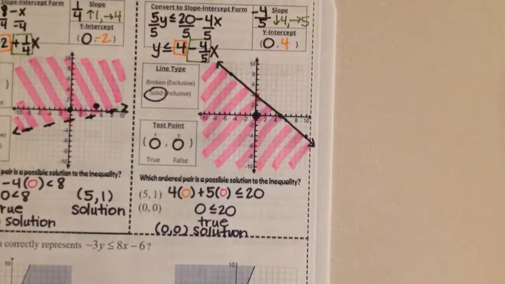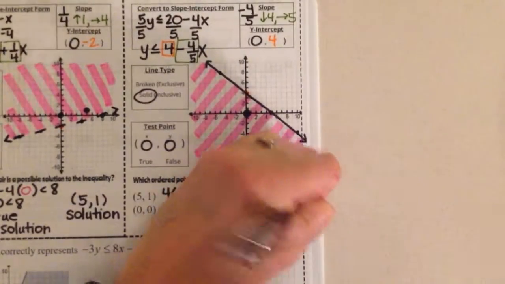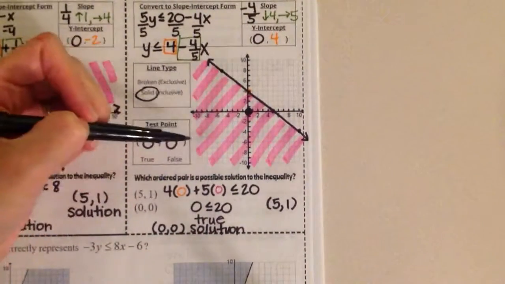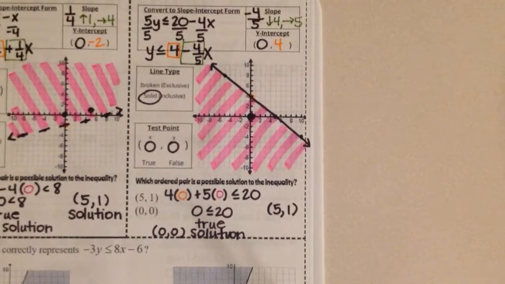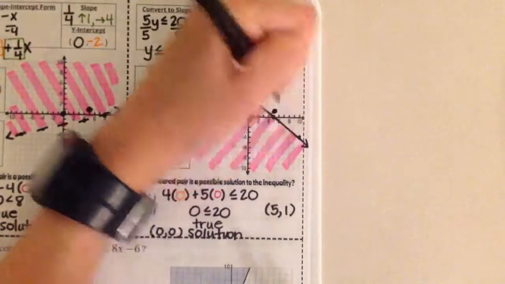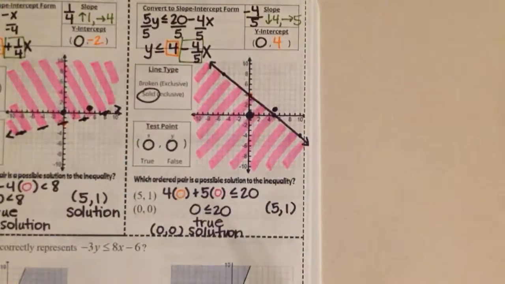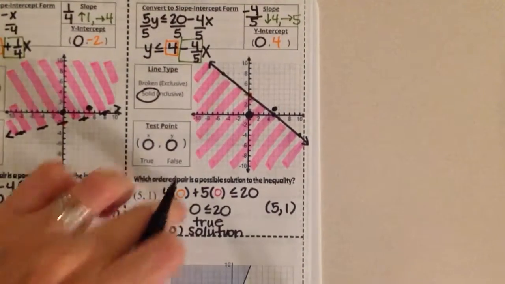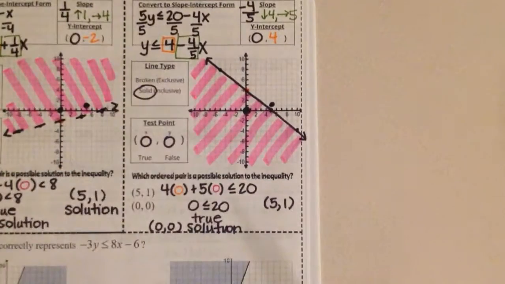Okay. Now, I want to check (5, 1). Okay, I have two options. I can use my shaded region or I can plug it in. Which one is faster? It's faster to plot your ordered pair at (5, 1) than it is to plug it in and do the math. If you do not have your inequality graph available, then you have to plug it in and get true or false. True tells you it's in the shaded area, false is not.